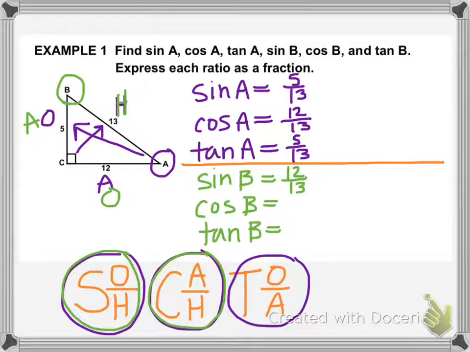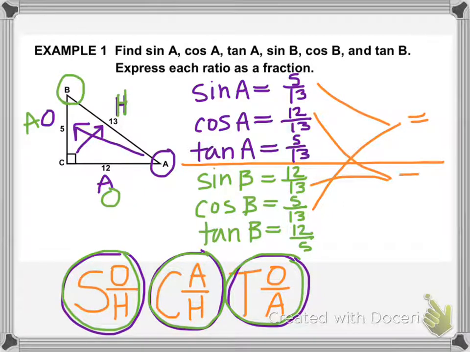Cosine is A over H. Look at the green letters. That's 5 over 13. And tangent is O over A, or 12 over 5. Okay. Just like before, notice how these relate. These two are equal. These two are equal. And then remember, these two are reciprocals. They're flips of each other.